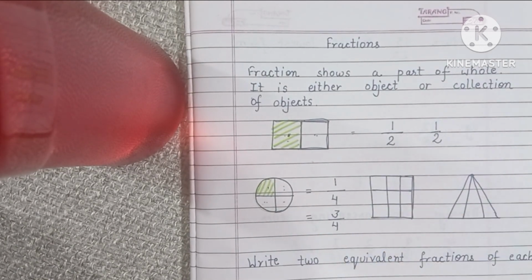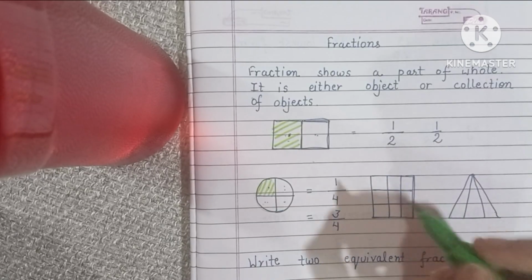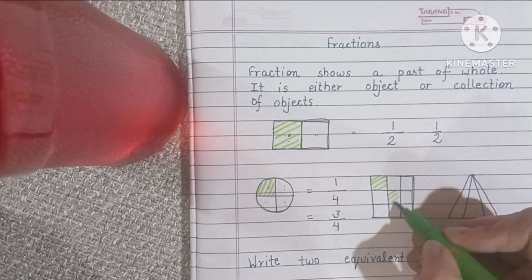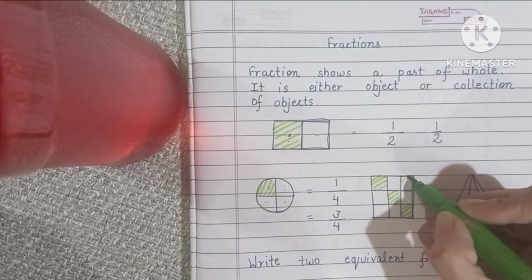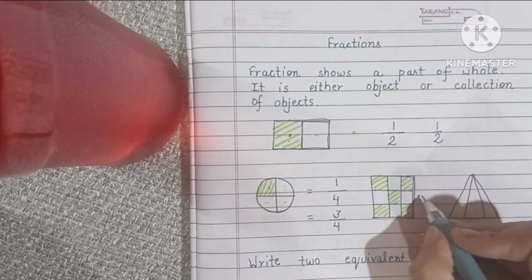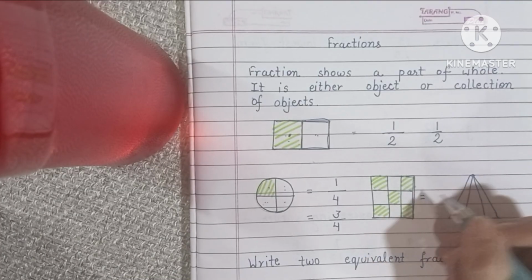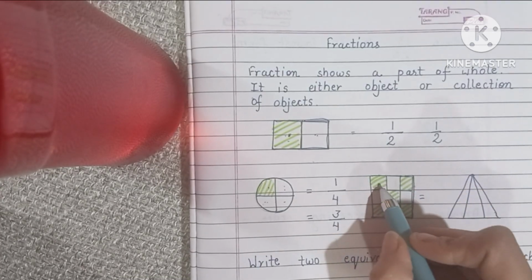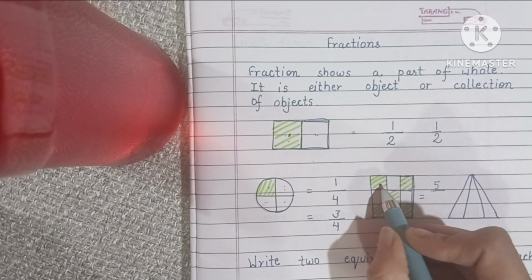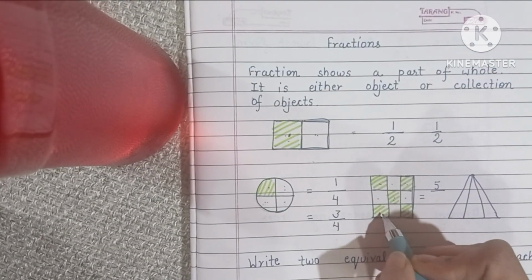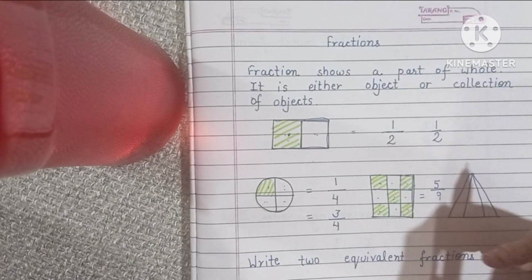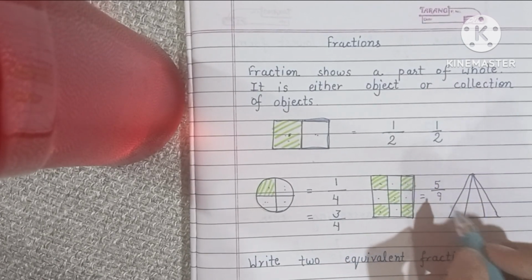Take another example. There is a square, and if we colored these parts, then what is the fraction of the shaded part? Now we have 1 2 3 4 5, and the total is 1 2 3 4 5 6 7 8 9. Then the fraction of the shaded part of this square is 5/9.